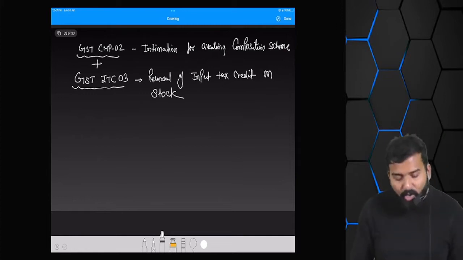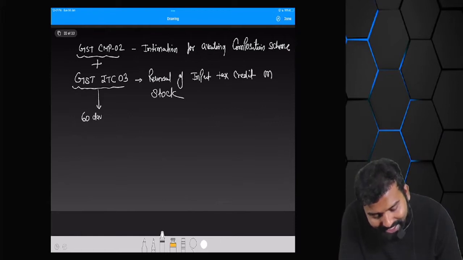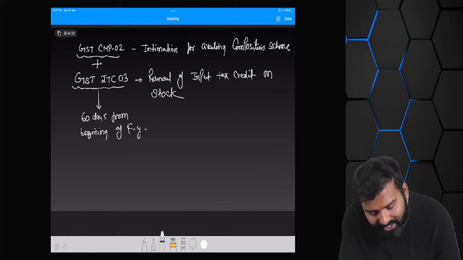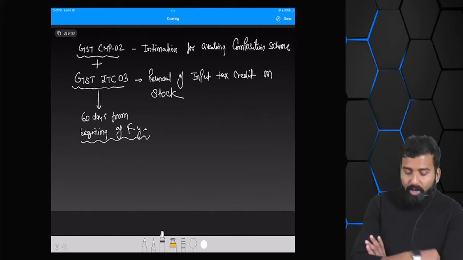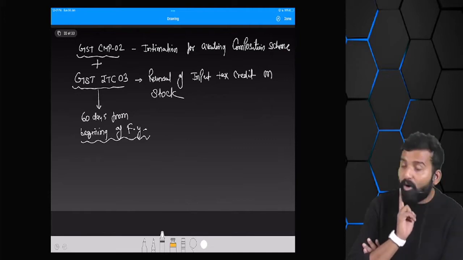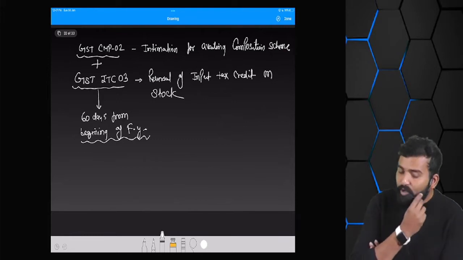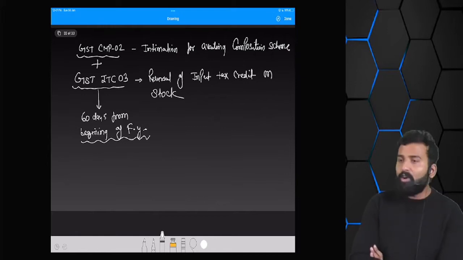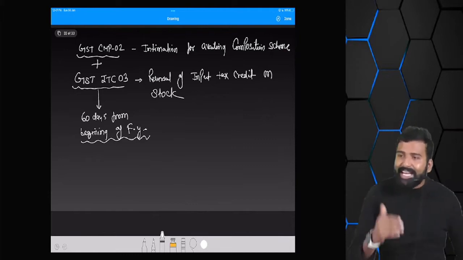And for this, you have to file a form called GST ITC-03 within 60 days from the beginning of the financial year. Means from 1st April, you will get 60 days to reverse your credit. That form is called ITC-03. Okay, so there are two forms. First, you have to file form CMP-02, that is the intimation for availing composition scheme. And second, you have to file ITC-03, that is for reversal of input tax credit. These are all the forms for availing composition scheme.